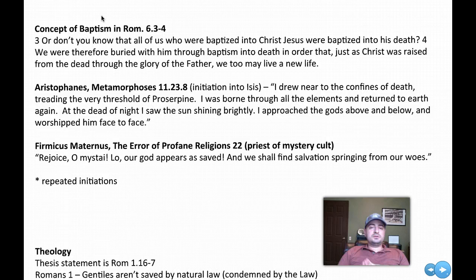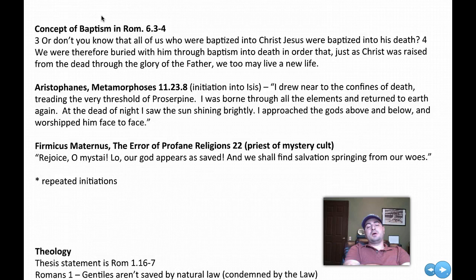Now, scholars have found two parallels in the mystery religions from ancient texts. One is from Apuleius, who wrote Metamorphoses, describing the initiation to Isis, and we talked about how initiations are the main parallel or similarity between the mystery religions and Christianity. The difference being the initiations into the cults happened a whole lot of times, and Christianity only had one baptism. So this is what he says about his baptism.